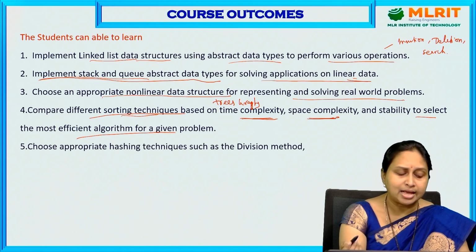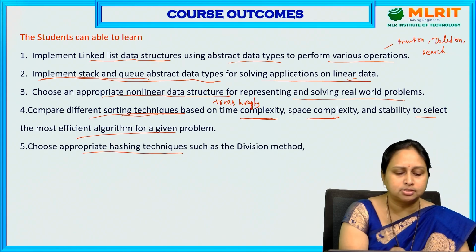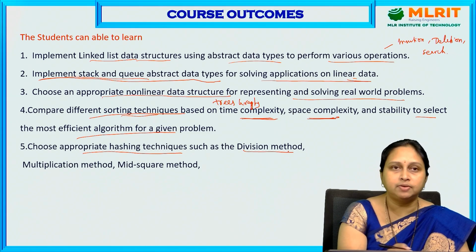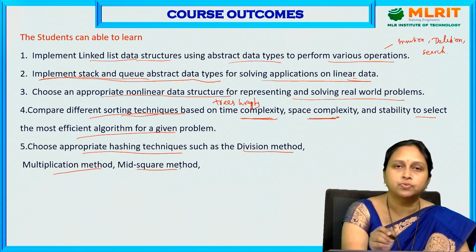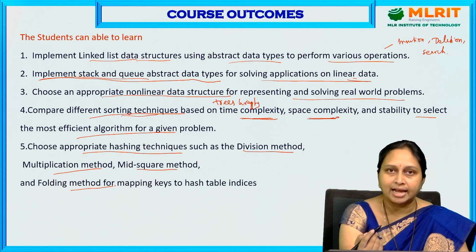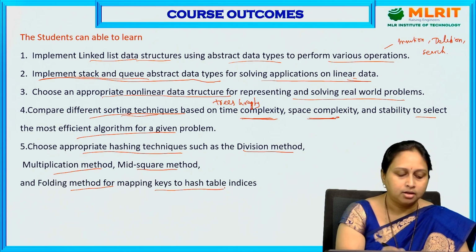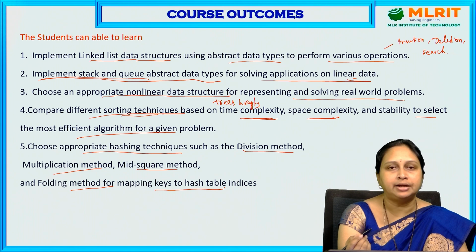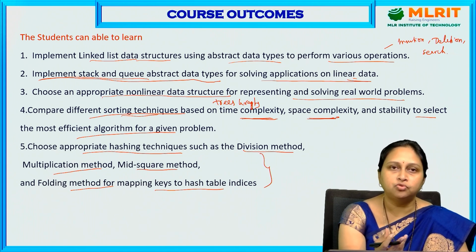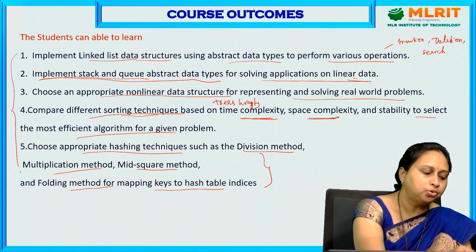And the last one: the appropriate hashing techniques will be used, as we have different hashing techniques and hash functions. We are going to use the division method, multiplication method, mid-square method and folding method. These are the different hashing techniques for finding the mapping of keys to hash tables and indices. Based on this, the student can select which method will be useful for the particular data given. At the end of the course, the student can do all these things.